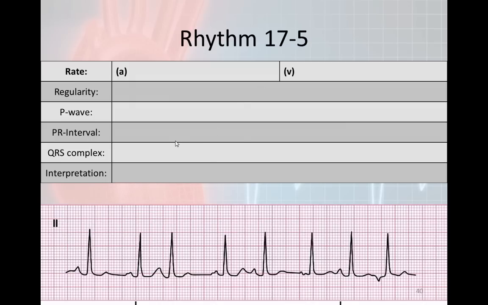Start off with our atrial rate. We have a 300, 150, 175. That looks to be about 60. 300, that's a 150. 300, 150, 175, 60. So 60 to 100, we'll go ahead and just average it and maybe say 80.